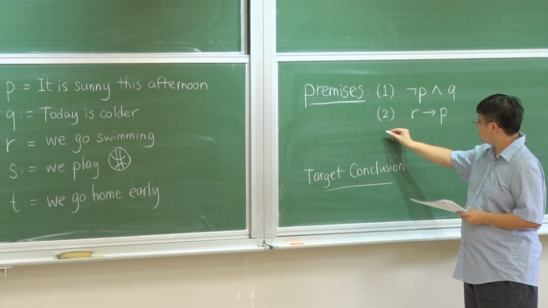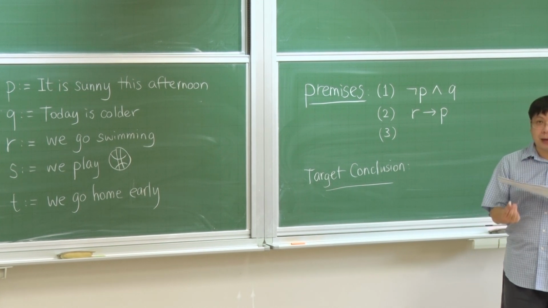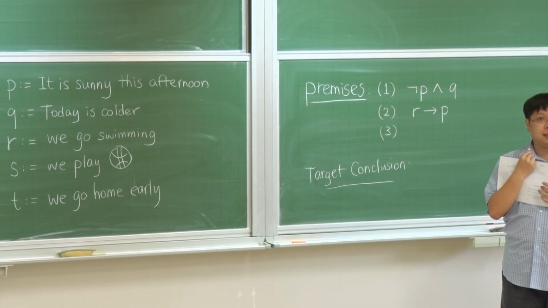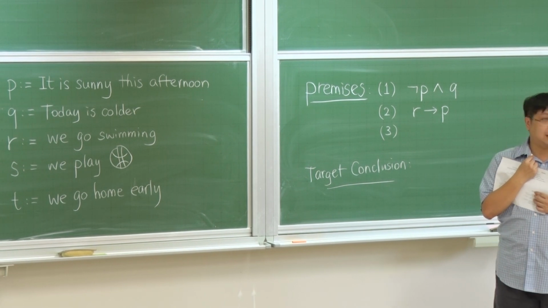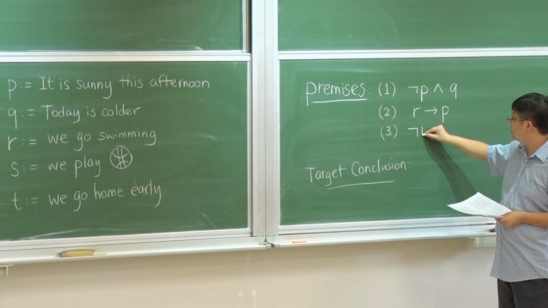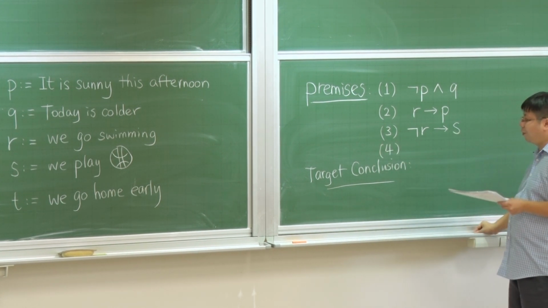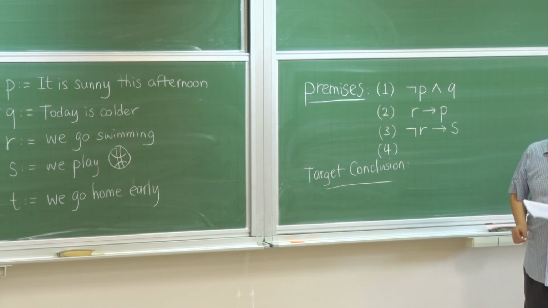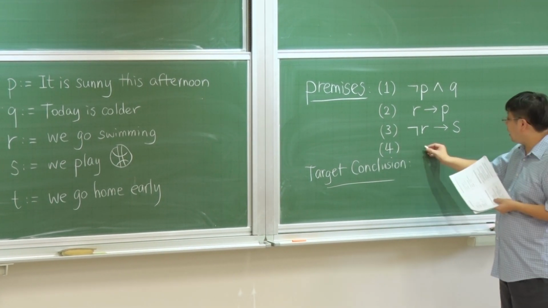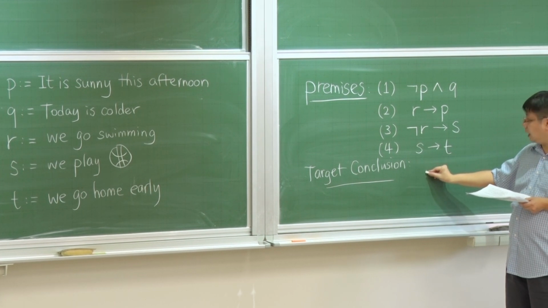Okay, the third one is if we do not go swimming, we will play basketball. If we do not go swimming, then we play basketball. So it is not R implies S, right? Correct me if I'm wrong. And then the last one, we have four of them. If we play basketball, we go home early. So it is S implies T. And the target conclusion that we want to have is T.